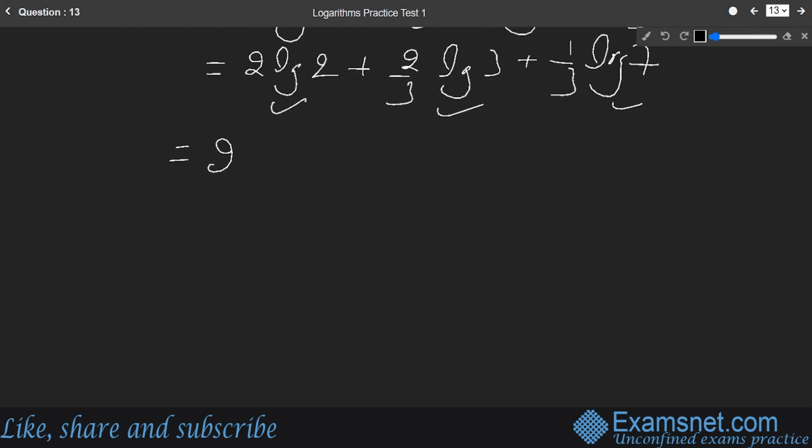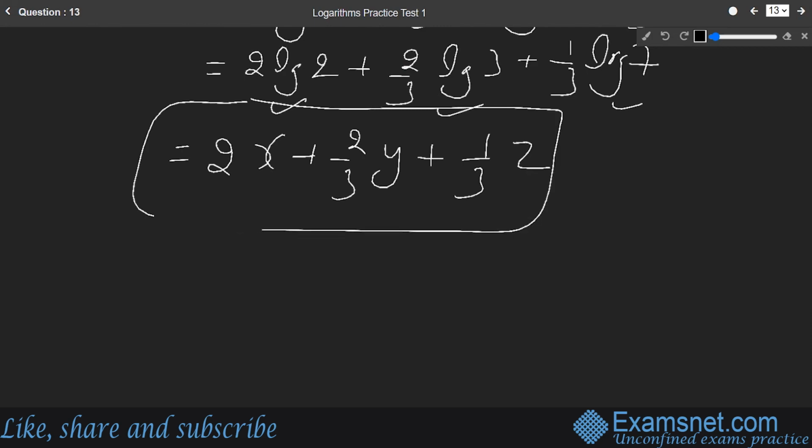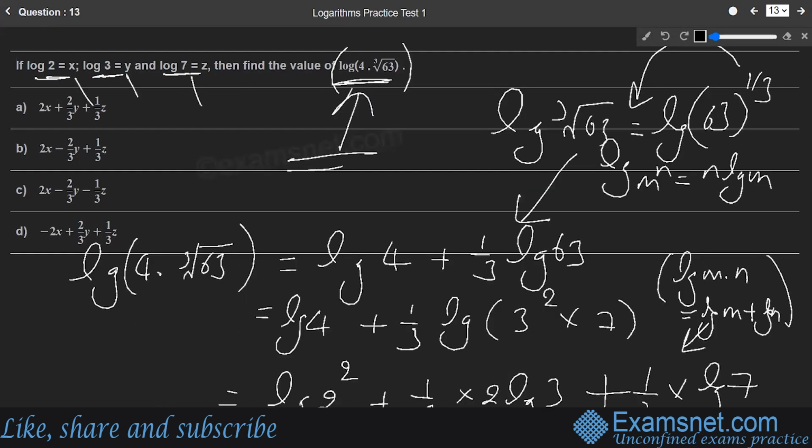If you do like that, this is going to be 2x, this is going to be 2 by 3y, plus the next one is going to be 1 by 3z. Okay, 2x plus 2 by 3y plus 1 by 3z. This should be the final answer of our question. Let us see where it is available. It is available in the option called A and is going to be the right answer for us. Okay. Now let's go to the next one.